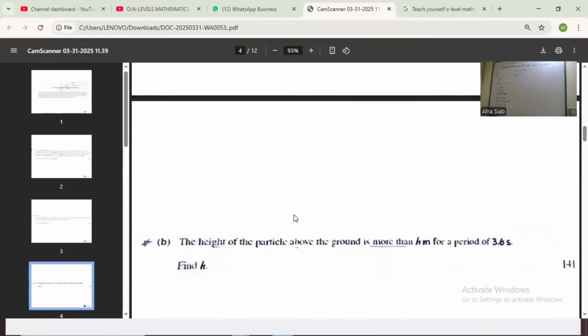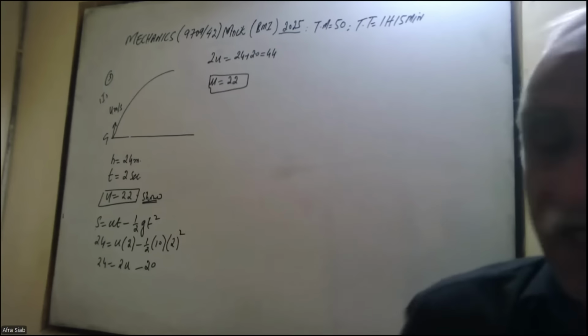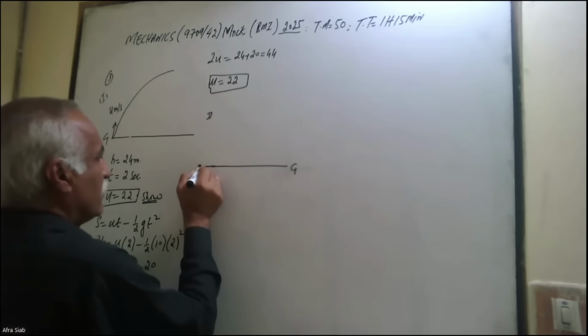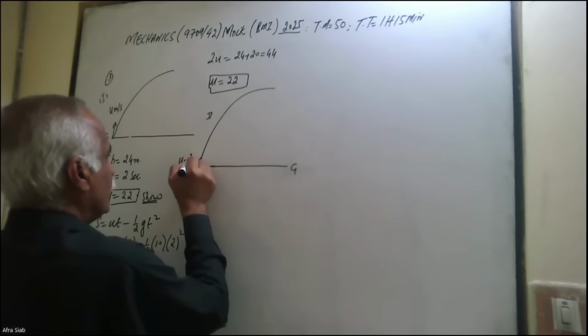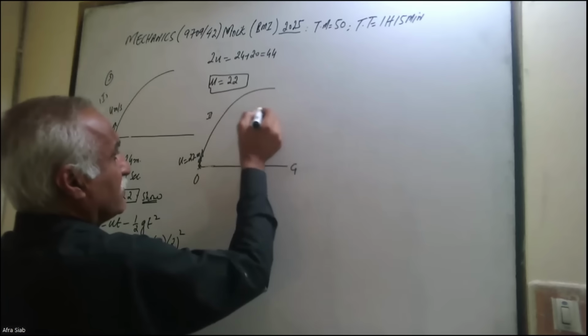The height of the particle above the ground is more than h meters for a period of 3.6 seconds. Find the height h. Now, since this particle is at a height h meters above the ground, let's say this is the ground, and from this point the particle is being projected upward with the speed we have already calculated, u equal to 22 meters per second.